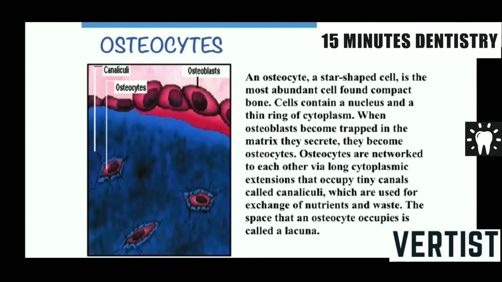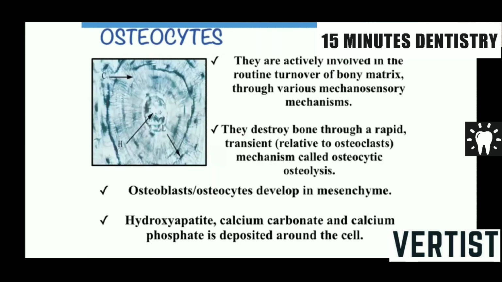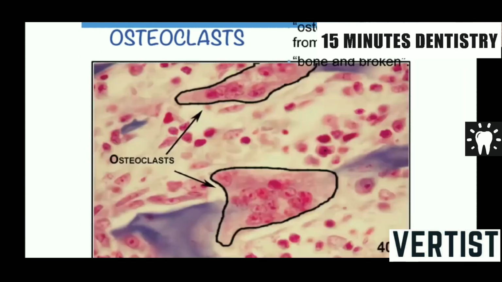So how are they? Osteocytes are star shaped, they form a network, they exchange nutrients and waste, and they are present in the lacuna. Now these osteocytes are actively involved in routine turnover of bone matrix through various mechanosensory mechanisms. They destroy the bone through a rapid transient mechanism. So even these can destroy the bone, and this mechanism is called osteocytic osteolysis. The osteoblasts and osteocytes develop in mesenchyme. Hydroxyapatite, calcium carbonate, and calcium phosphate are deposited around the cell.